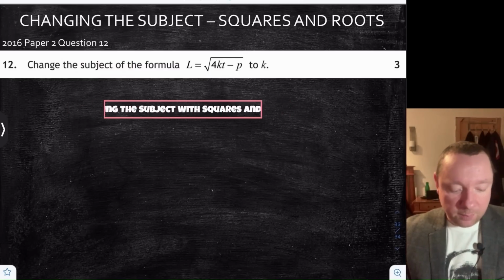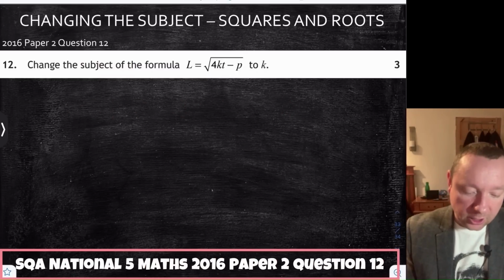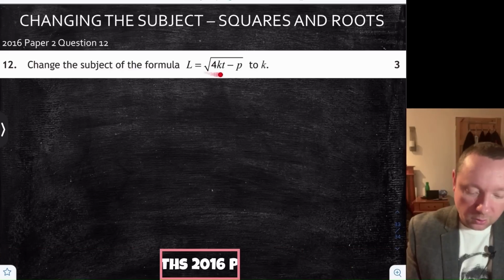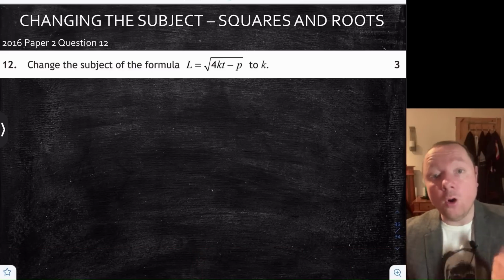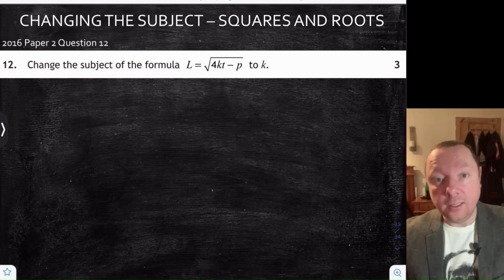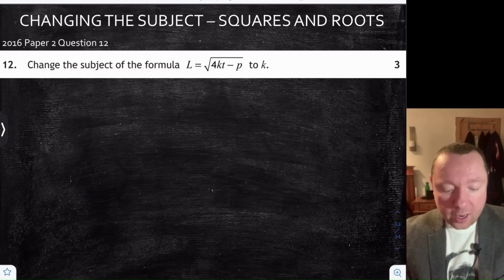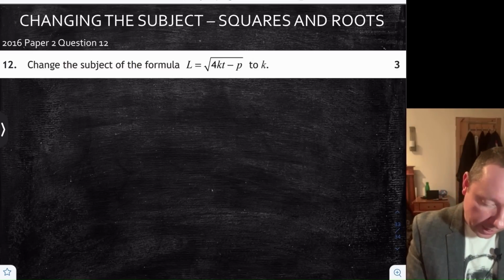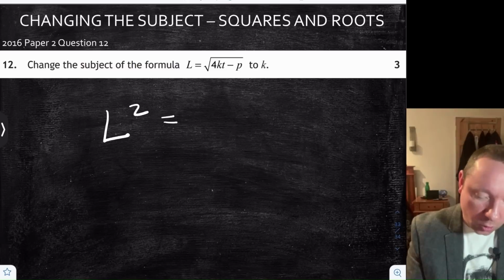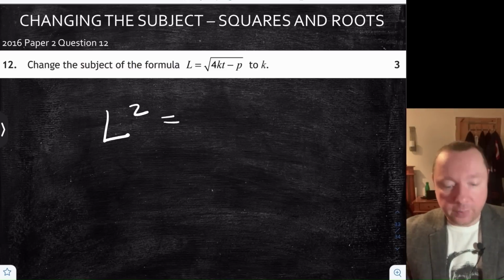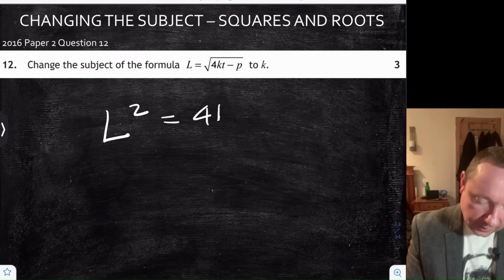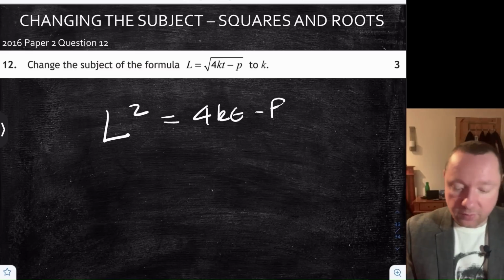So this is 2016 paper 2, question 12. Change the subject to k, but there's a square root. So I'm going to have to eliminate that square root. Well, the opposite of square rooting is to square. So I'm just going to square both sides. So that gives me L squared. And when you square a square root, this root just disappears. So it gives me 4kt minus p, whatever's under that root.